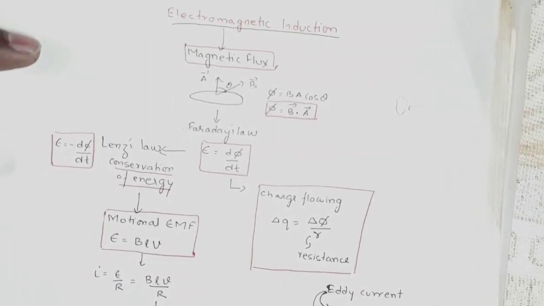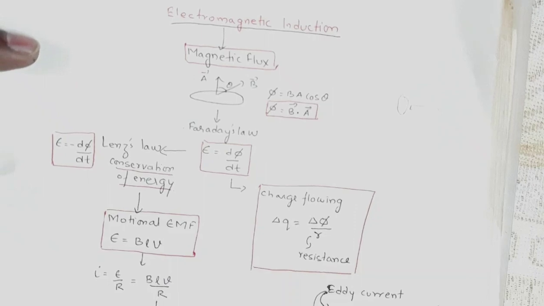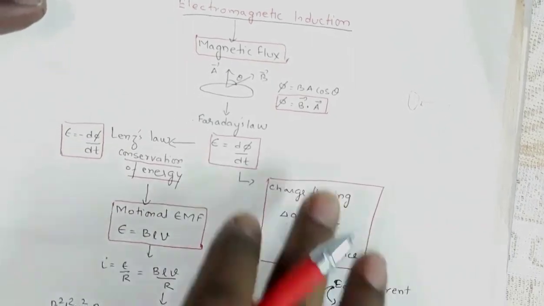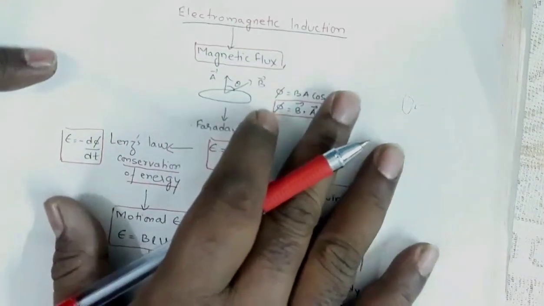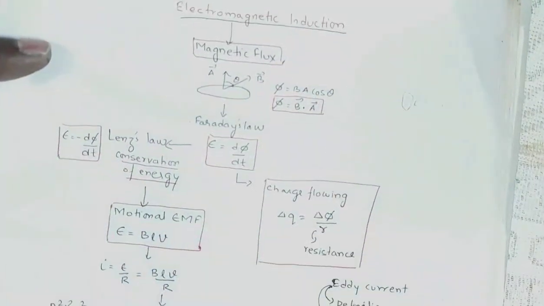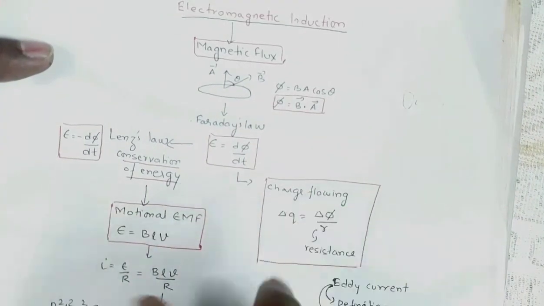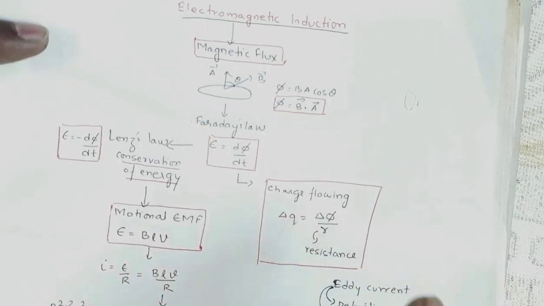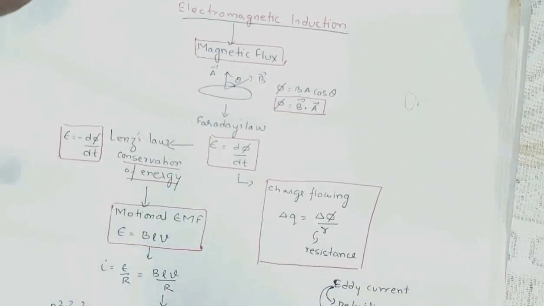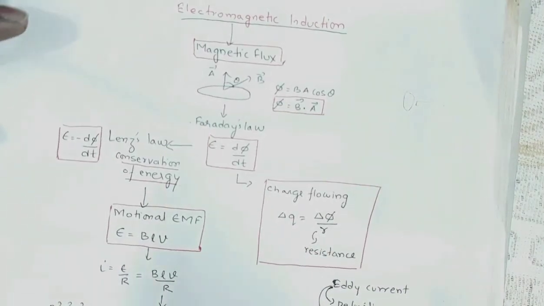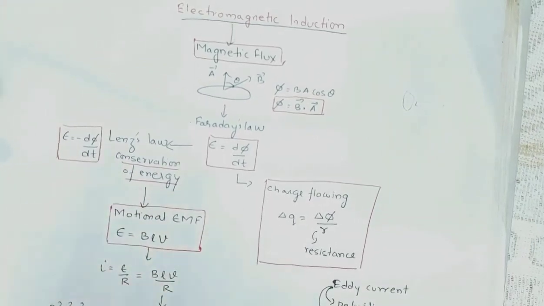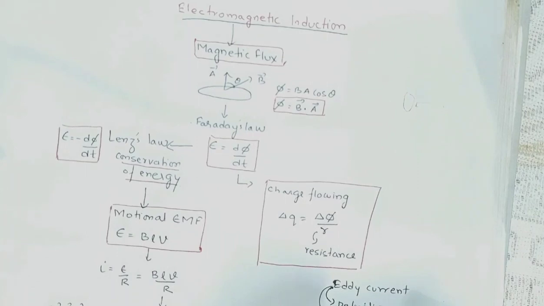I will try to update as many topics as possible, but my intention is that, if possible, you follow this strategy so that you are able to revise the entire chapter in 10 to 15 minutes. The more you revise, the more you will be able to score in your final examination, and there is less probability of committing mistakes while writing the answers.